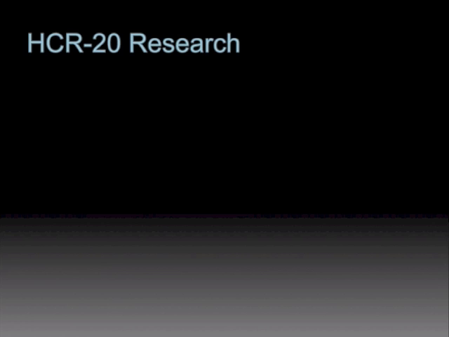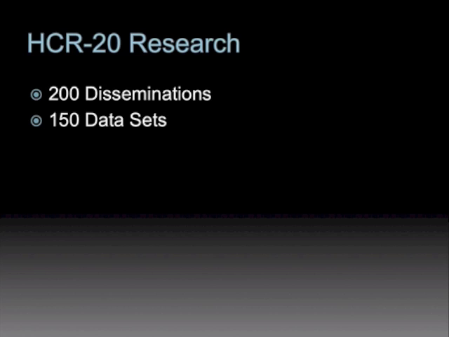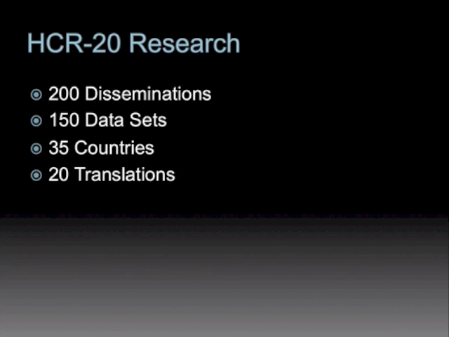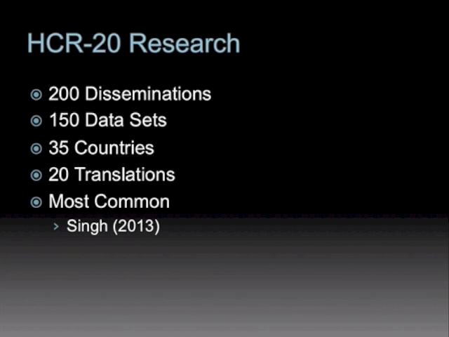Just a little bit of information about how much has been done on the HCR-20. There have been approximately 200 disseminations, so that is conference presentations and articles, based on 150 independent data sets, spanning 35 different countries. And a lot of the people who have done some of that research are here today. There have been 20 translations of the HCR-20. And a recent survey by Jay Singh of about 2,100 clinicians across 44 different countries found that the HCR-20 was the most commonly used violence risk assessment instrument.